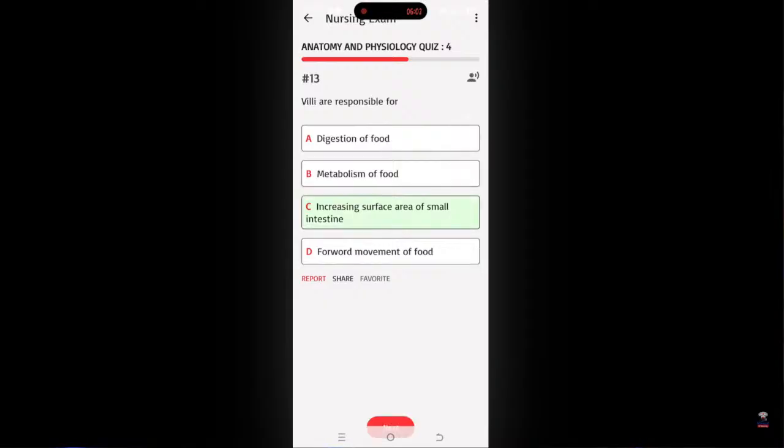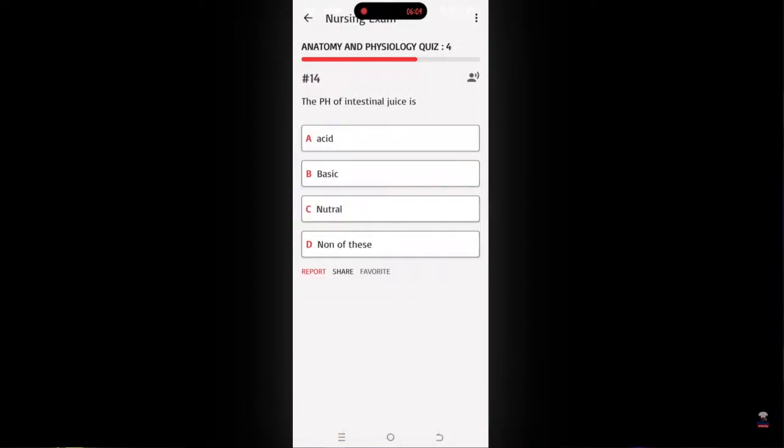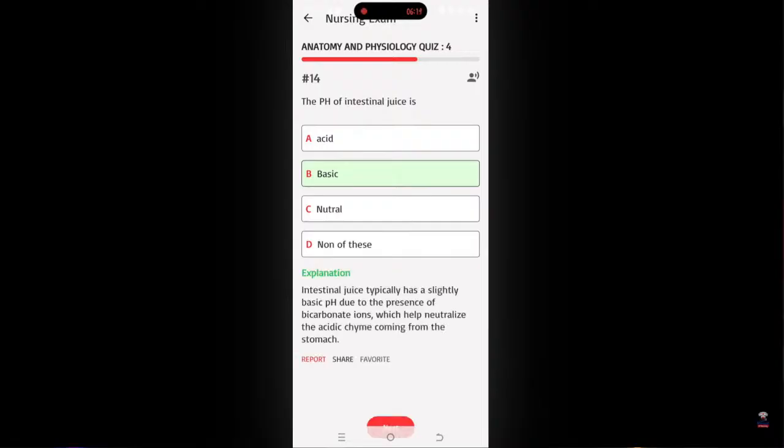Correct answer. The pH of intestinal juice is A. Acid. B. Basic. C. Neutral. D. None of these. Correct answer. Intestinal juice typically has a slightly basic pH due to the presence of bicarbonate ions, which help neutralize the acidic chyme coming from the stomach.